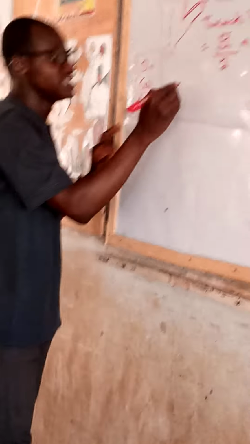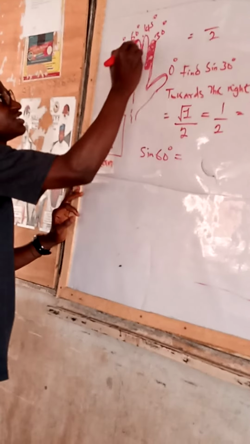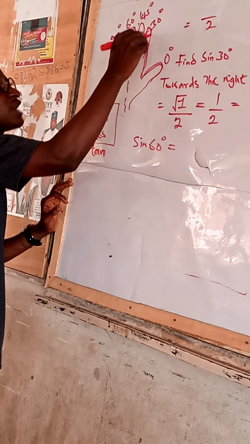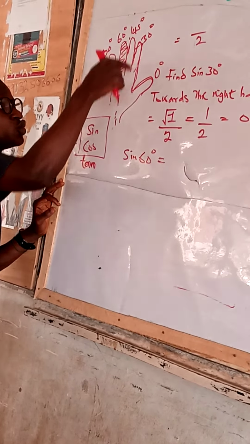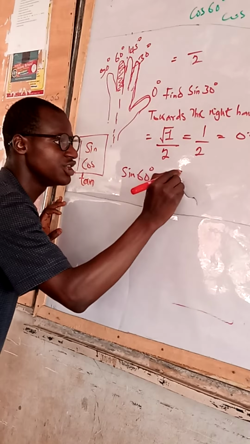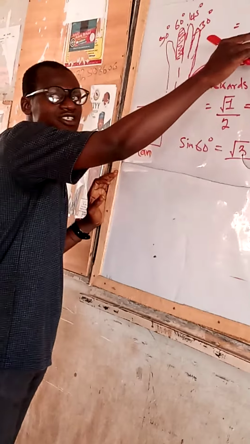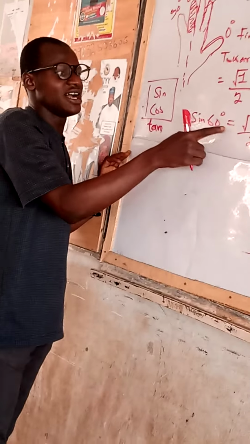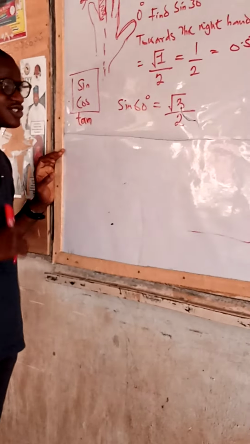Now let's come again to sine 60 degree. This is 60 degree; you shade it. How many fingers do you not shade? For sine 60 degree, we have 1, 2, 3. That is, you do not shade 3. It is going to be root 3 over 2, remember I said you are dividing everything by 2. If you press sine 60 degree on your calculator, it gives you root 3 over 2.